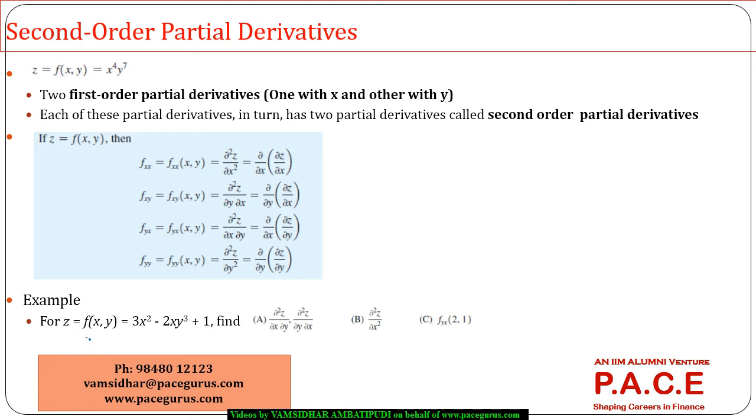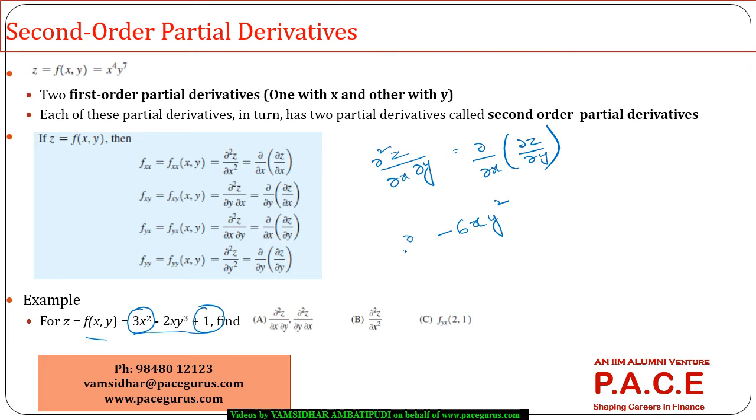So we have f(x,y) = 3x² − 2xy³ + 1. I need to find all these things, starting with ∂²z/∂x∂y. First thing, it is as good as ∂/∂x of ∂z/∂y. So first find the derivative with respect to y. x is a constant, so the constant term I don't need to bother about. Here it becomes −2x, and the derivative of y³ is 3y², so it becomes −6xy².